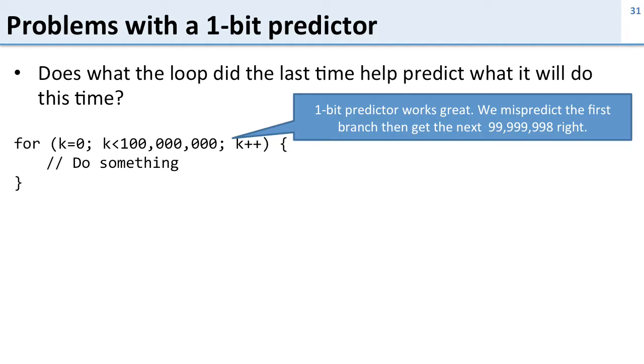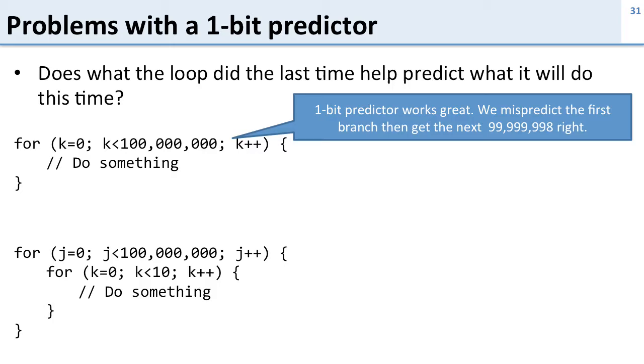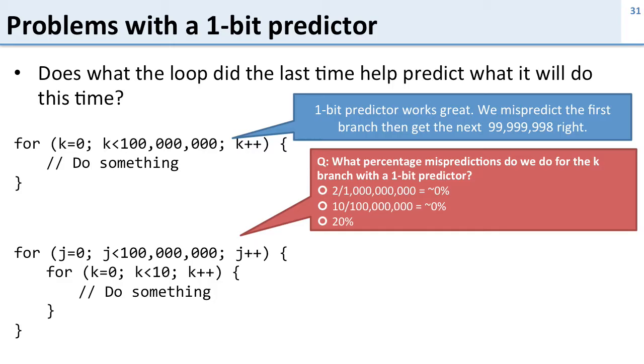But for 99,999,998 iterations, we're going to get it right. So in this case, the dynamic branch predictor that learns what you did last time is going to work excellently. How about this code here? This is slightly more complicated code. Here we've got 2 loops. We're going around 100 million times for j, and then we've got a loop for k in the middle, which is going around 10 times. How accurate is it here? So what percentage of mispredictions do we do for the k branch with a 1-bit predictor?